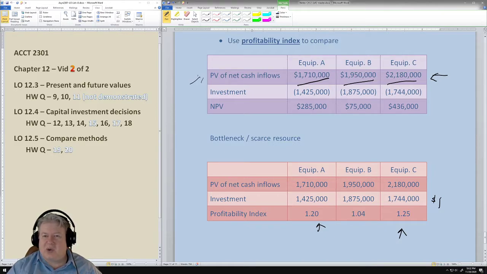We have a scarce resource. We only have X amount of investment dollars. Which one should we do? Well, once again, it's hard to compare them just by looking at them because they're different investment amounts and they're different cash inflows. So we find a simple way to figure out, per $1 of investment, what is the amount of cash that we get for it.